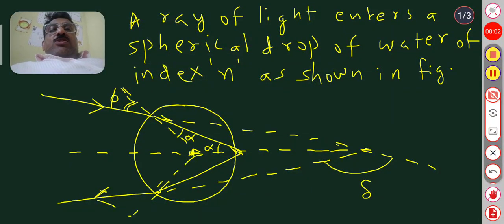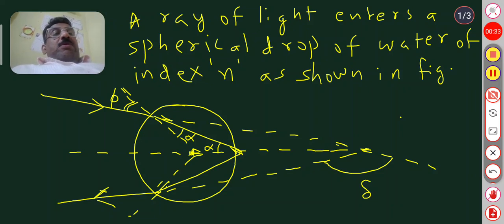Now let us solve this problem here. A ray of light enters a spherical drop of water of refractive index n as shown in the figure. You can see here a ray of light is entering a spherical drop of water at angle of incidence phi at the front surface, and after refraction it makes an angle of incidence alpha at the back surface.